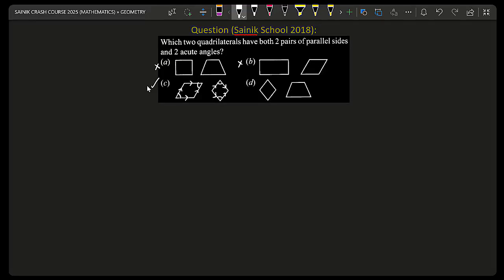Sir, because the trapezium doesn't have two pairs of parallel sides. Very good. So all are eliminated except option C. So the correct answer for this is going to be C. Okay. Very good, Vishnu. You can mute now.